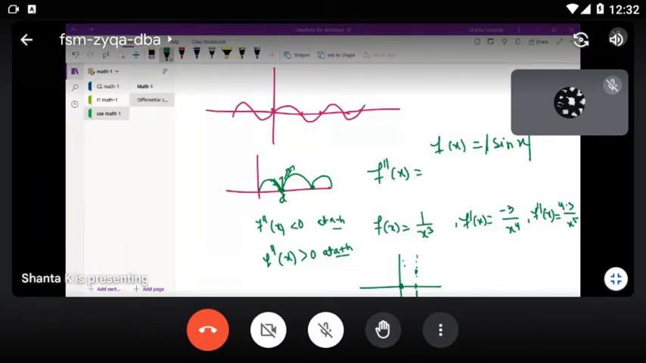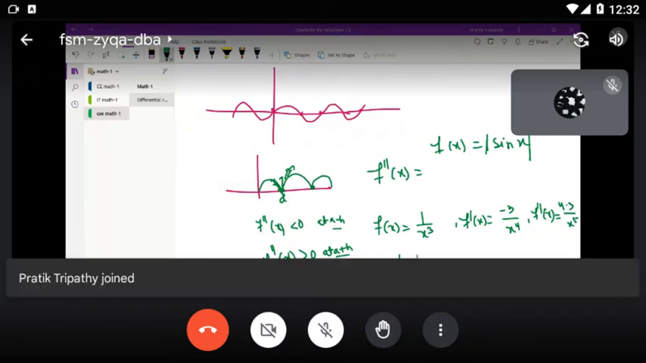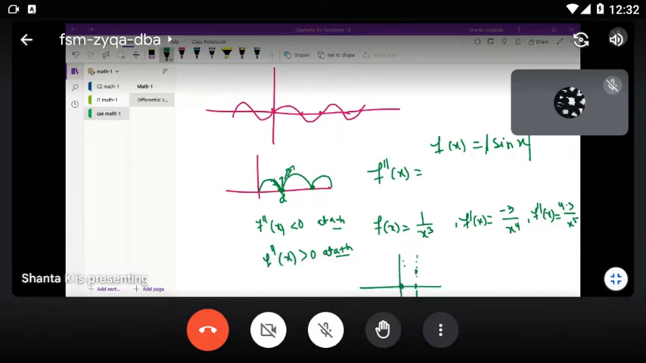Ma'am, it is because for a point of inflection, there is no role of f dash x or f double dash x. If it is changing its concavity or convexity, then it is a point of inflection by definition. That's what I'm saying from the definition. So here also the same thing happens.